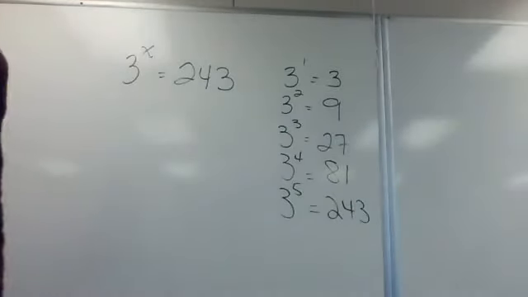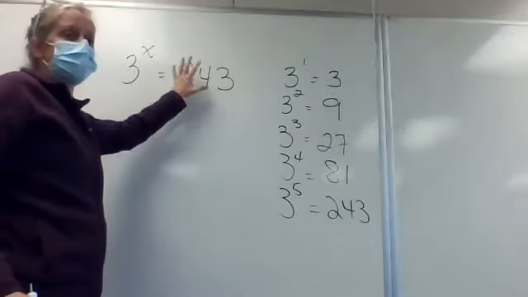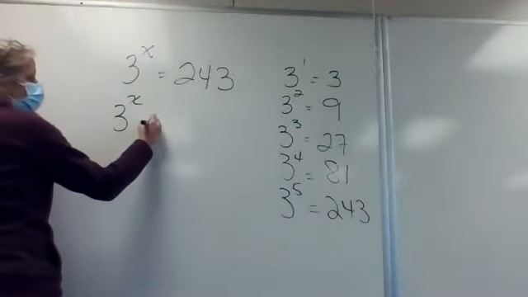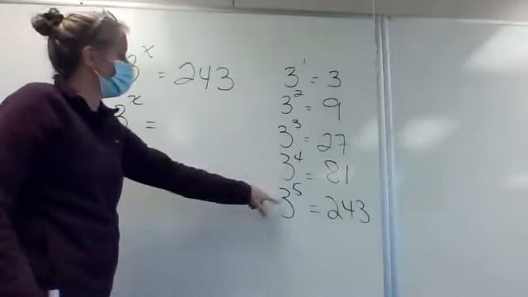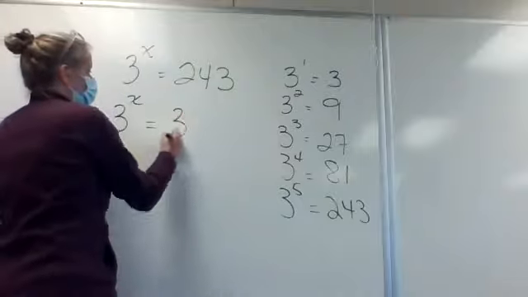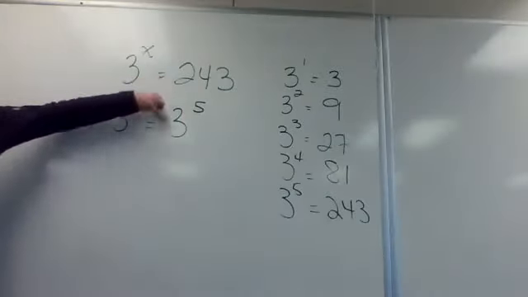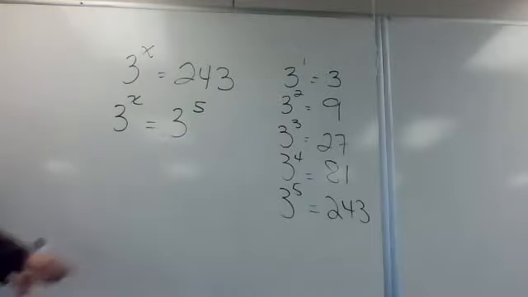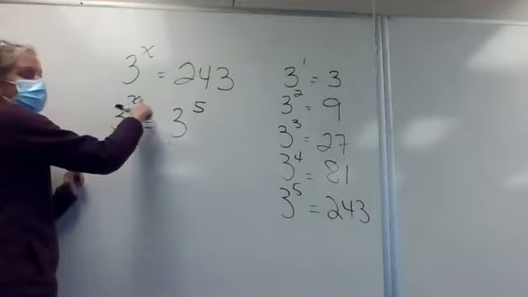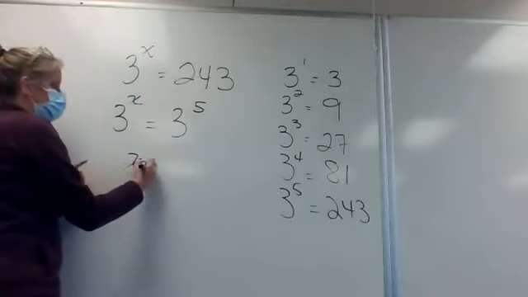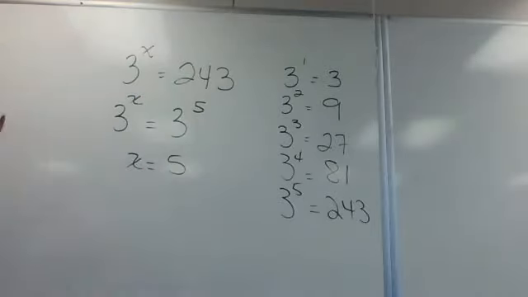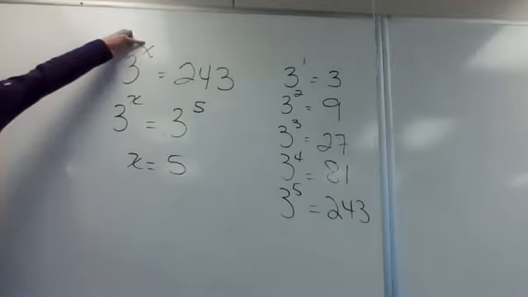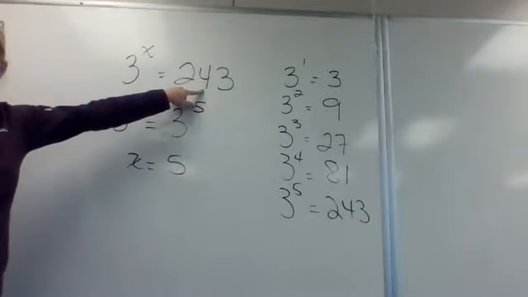So if I can change the other side to have the same base, that's what I want to do. Now I have 3 to the x power, and I can rewrite 243 as 3 to the fifth power, because these are the same thing. I haven't changed anything. If you can make your bases equal, you just set the exponents equal to each other. And this one's already solved, because 3 to the fifth power is 243.